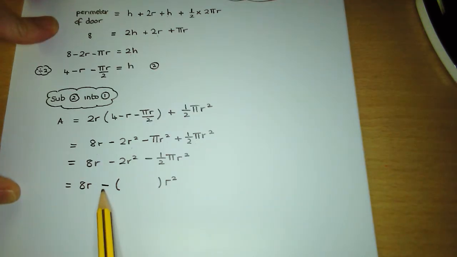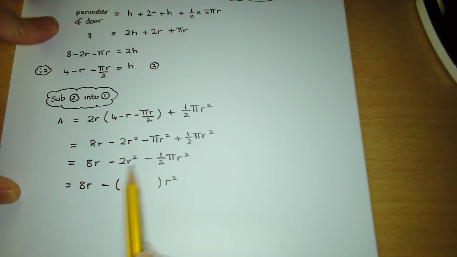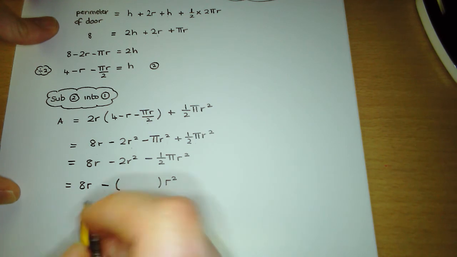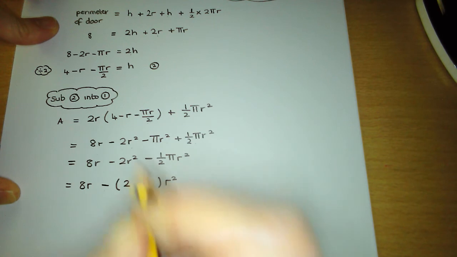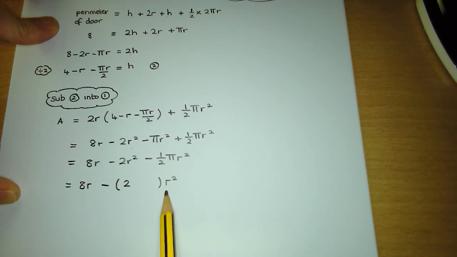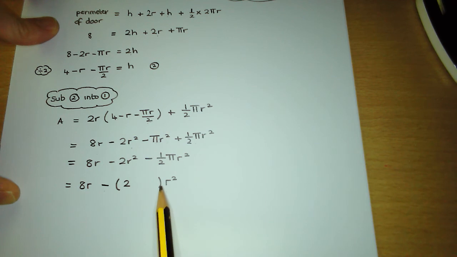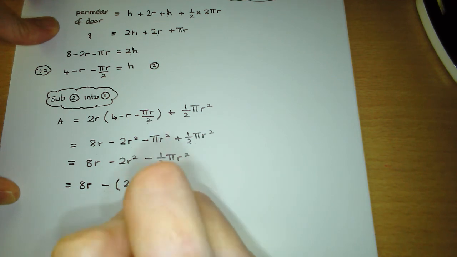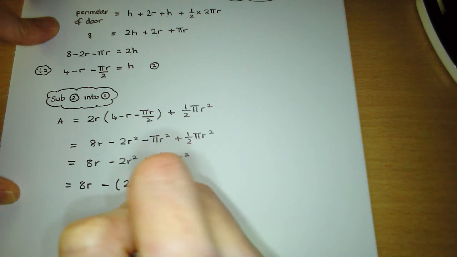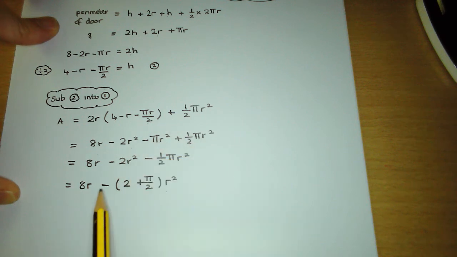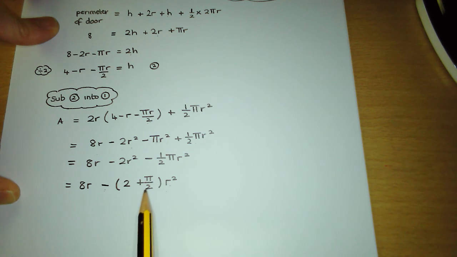So what do we need to multiply minus r squared by to get minus 2r squared? Well, it's just going to be plus 2. And then what do we need to multiply minus r squared by in order to get minus a half pi r squared? Well, it's going to have to be plus a half pi, or plus pi over 2. Just checking. Minus r squared multiplied by positive pi over 2 is going to give us minus pi over 2r squared. In other words, minus a half pi r squared.